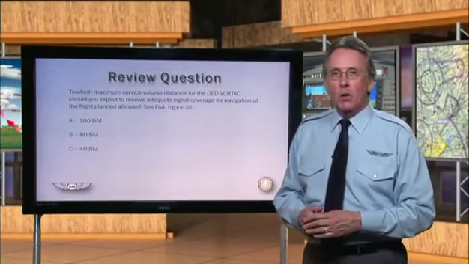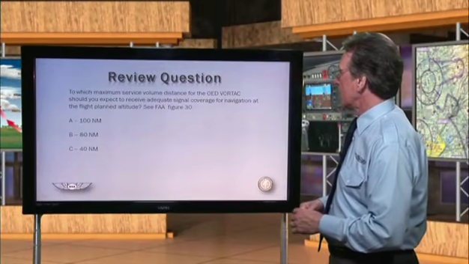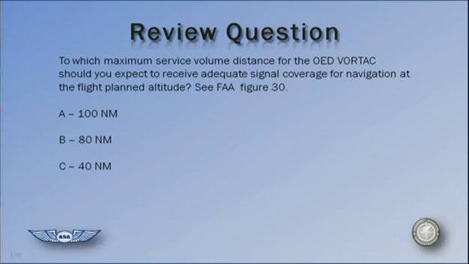Okay, we're back in the studio for your first question of this lesson. To which maximum service volume distance for the OED VORTAC should you expect to receive adequate signal coverage for navigation at the flight planned altitude? Which of these, A, B, or C, in nautical miles is correct?